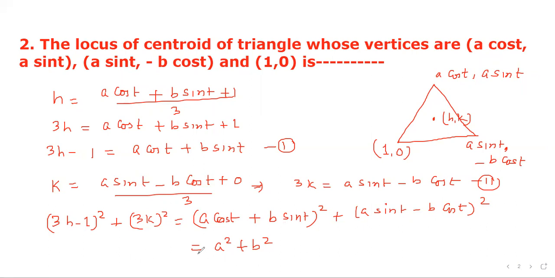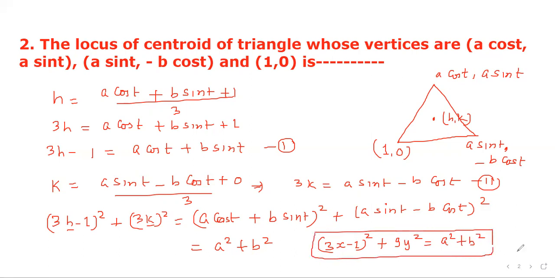Now, to get the locus, we replace h by x and k by y. So our final equation will be (3x minus 1) whole square plus (3y) whole square, that is 9y square, equal to a square plus b square, which is our answer.